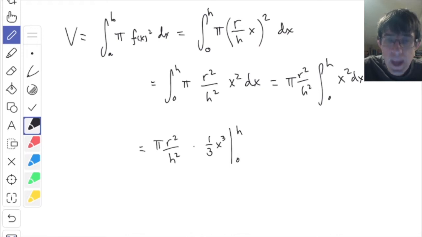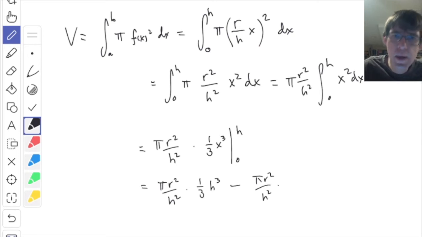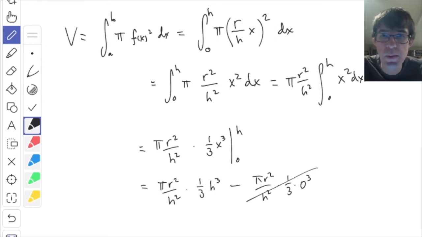All right, and now we've got to plug in. We get pi r squared over h squared. Plugging in h, I get 1/3 h cubed, minus pi r squared over h squared. Now I'm going to plug in 0: 1/3 times 0 cubed. This is all 0 here because it's a multiplication by 0. And the other stuff there, that is the answer.